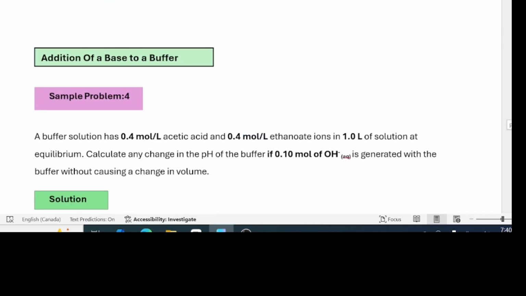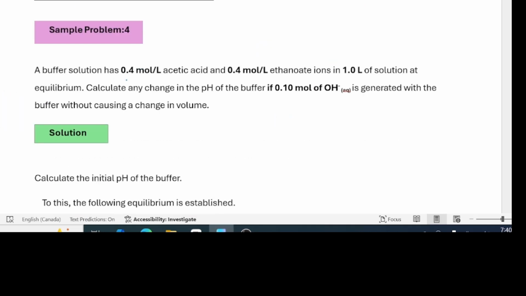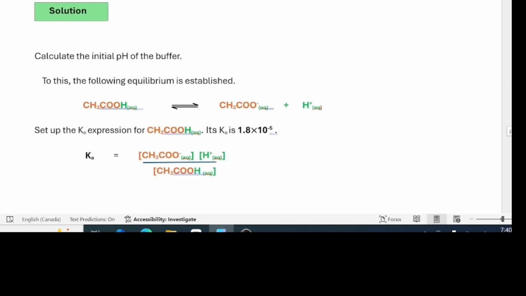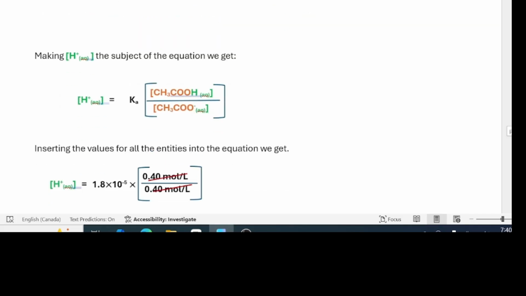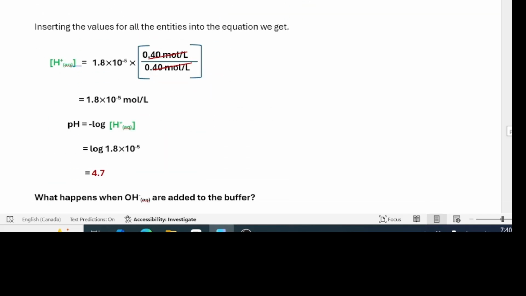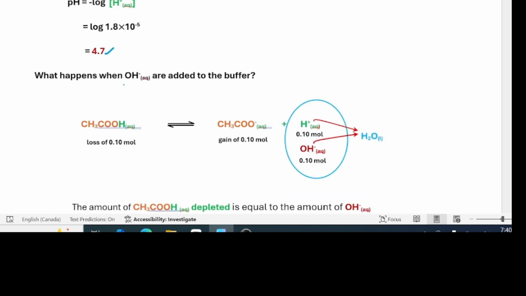How does a buffer work when a base is added to it? If you have a buffer that has that concentration of acetic acid and ethanoic ions, same concentration in a liter of solution, and you add that amount of OH ions now, you want to calculate any change in pH of the solution that the addition of that will cause. Again, we're not going to go through all of that. We know how to calculate the pH of that buffer, okay? We did that before. This is the pH of the buffer. The only thing that we have to do now is to see how the addition of OH ions affects the pH. So listen to this now.